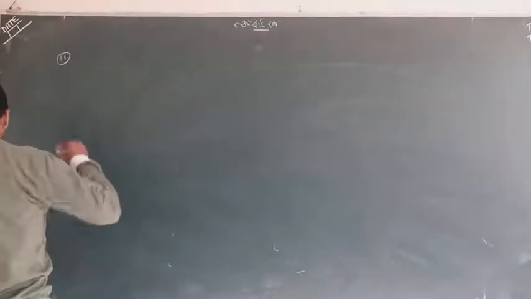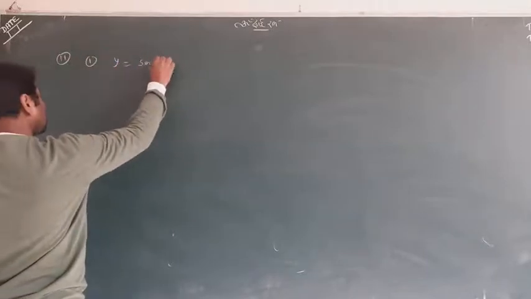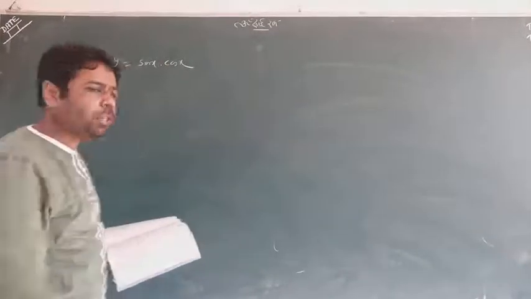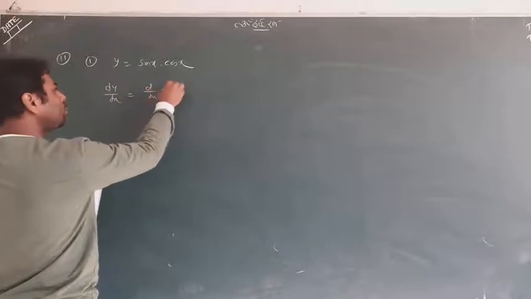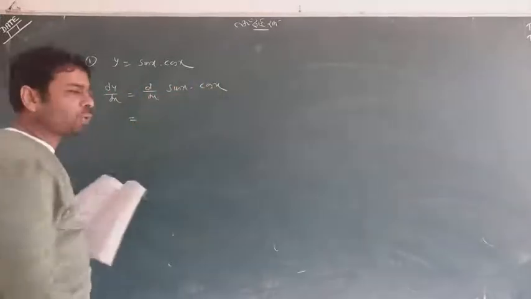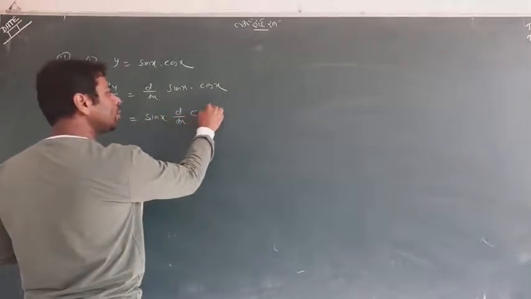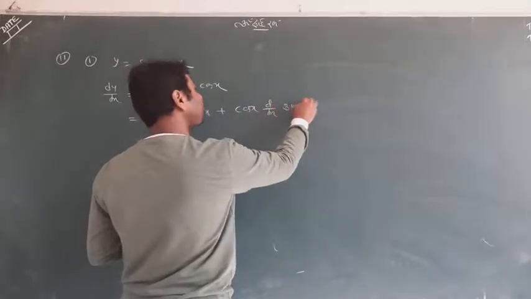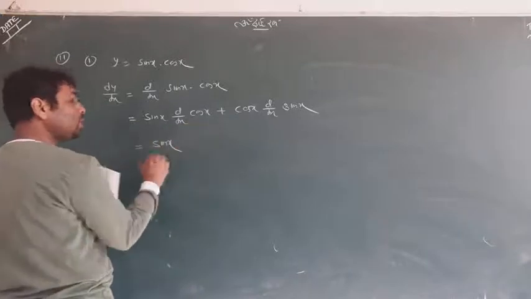Look at it. We have question number one: y is equal to sin x into cos x. Nothing very special. We have a two-function multiplication. You know how to deal with this question. Go with d by dx of sin x into cos x and use the multiplication law. So first function as it is, differentiation of second function, plus second function as it is, differentiation of first function. It is sin x, differentiation of cos x is minus sin x.